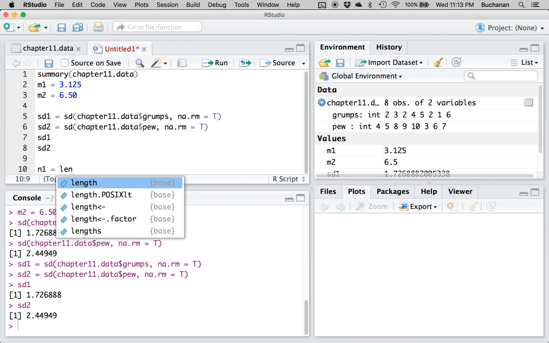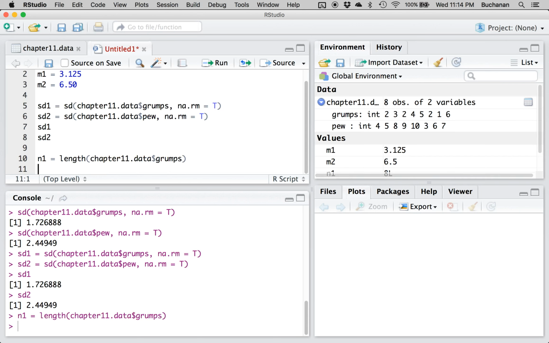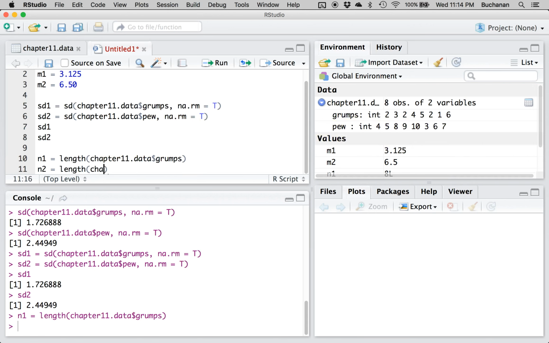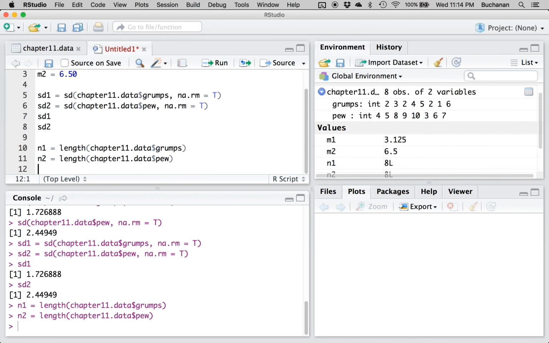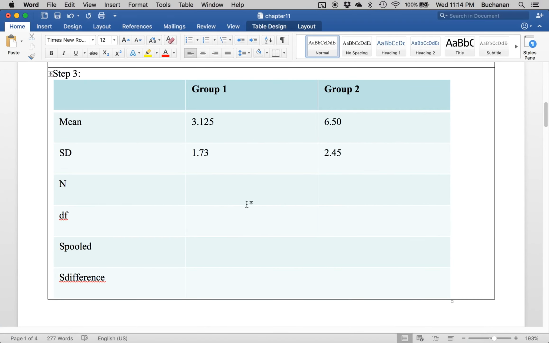Next thing we're going to do is come up with length. What length tells me is how many people there are. Now I could look at this, but it's pretty easy to see there's 8 in each group, but this will allow me to use those numbers again here in a minute. So 8 people, 8 people. That makes degrees of freedom 8 minus 1, 7. And 8 minus 1, 7.